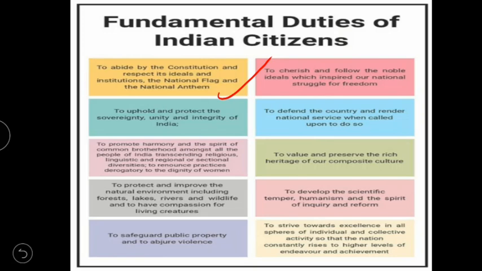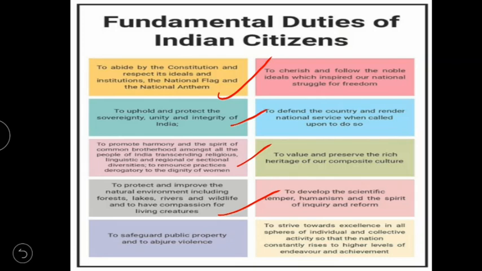Understood? So, the fourth one: to protect and improve the natural environment, including forests, lakes, rivers, and wildlife, and to have compassion for living creatures. We must have compassion for living creatures. We must protect the environment. All of nature is for us. We are consuming the natural resources.